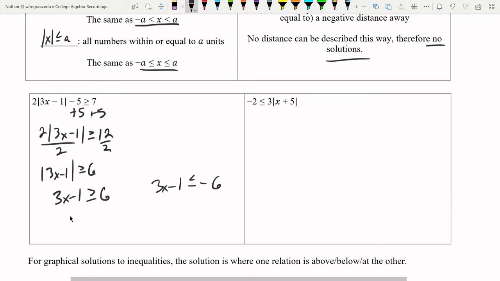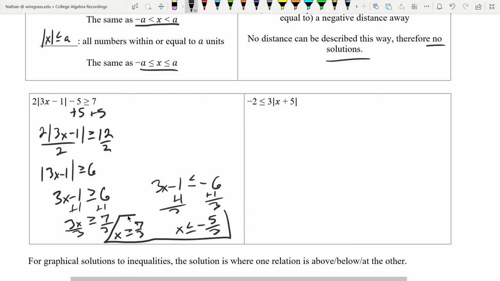Okay, with this in mind, we can solve this. It's just solving a normal linear inequality. Add 1, divide by 3. We get x greater than or equal to 7/3. The same process, add 1, then divide by 3. We're going to get x less than or equal to, this is going to be -5, so -5/3. So this is the restriction we get for our inequality.